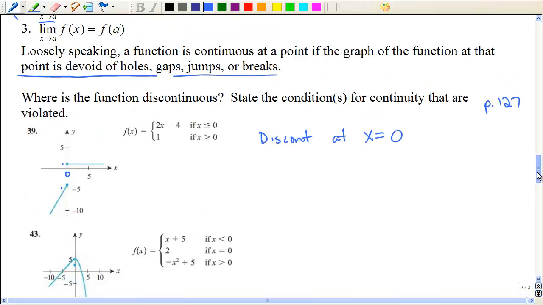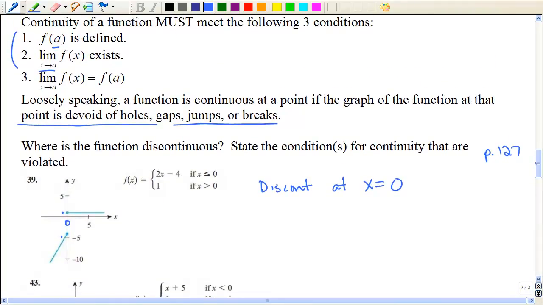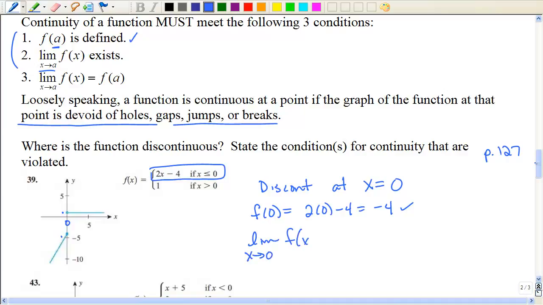So what would be the conditions? Well, let's scroll back up here. First of all, is f of a defined? Meaning, does f of 0 exist? Well, yeah, you can come back up here and say when x is 0, if I plug in 0 here, 2 times 0 minus 4 is negative 4. So that condition works. But what about the limit as x approaches 0? Well, if you recall what we just talked about, if I go to the right of 0 and I go to the left of 0, I get two different values, and so that does not exist. So what conditions are violated? I would say condition number 2 is violated. Maybe I guess you could even say number 3 since the limit doesn't exist.